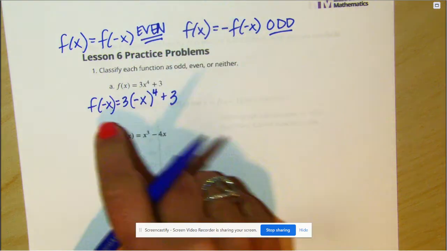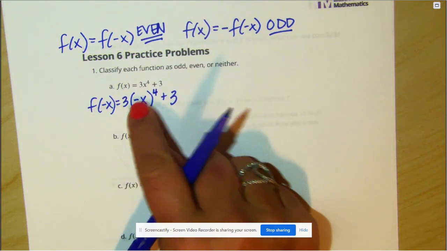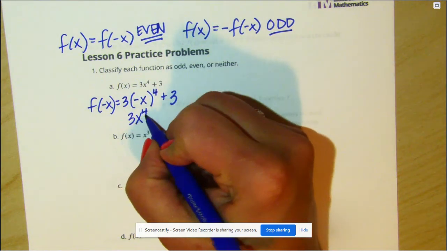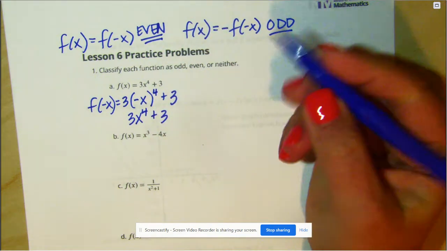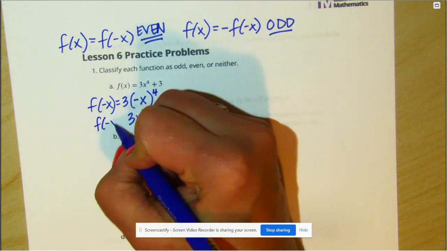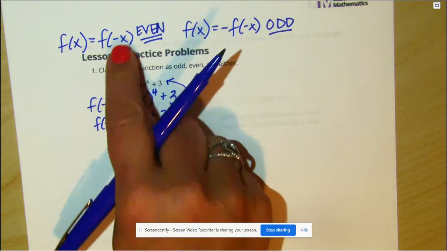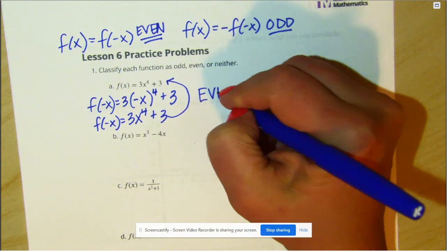Okay, so basically wherever I saw x, I put a negative x, and now I'm going to evaluate that. Negative x to the fourth power would change back to a positive. Negative 4 times makes a positive. And now I stop. Is this answer the same as the original? Yes, it is. So that means this is even.